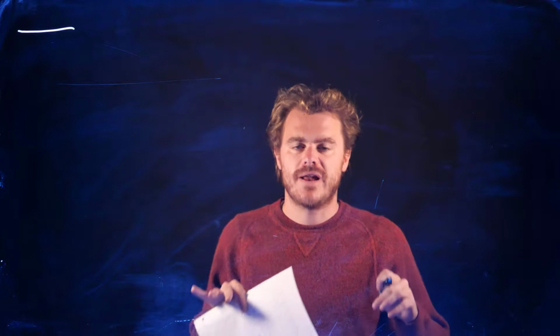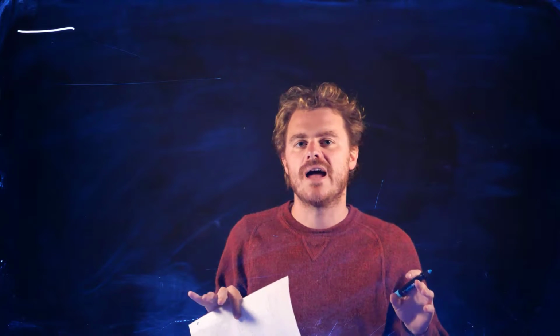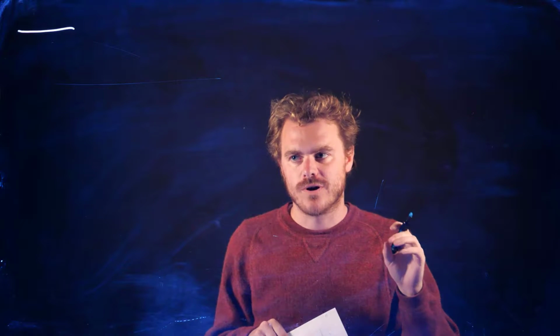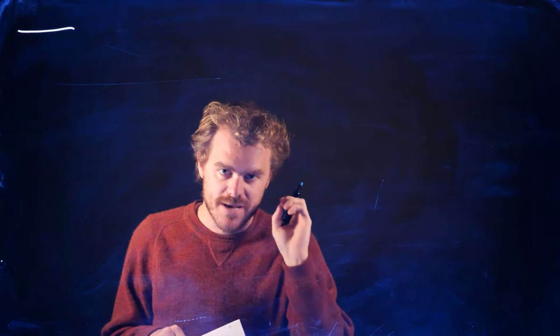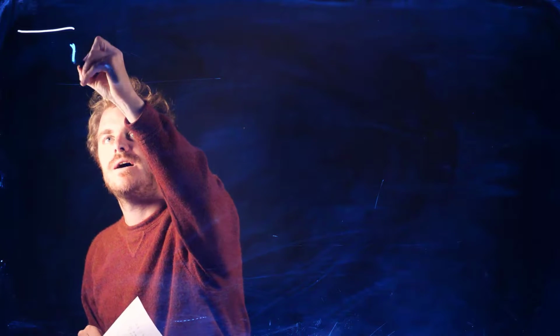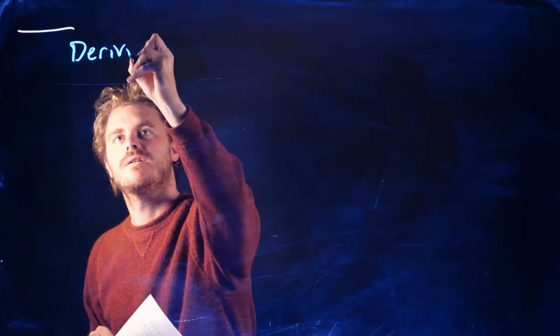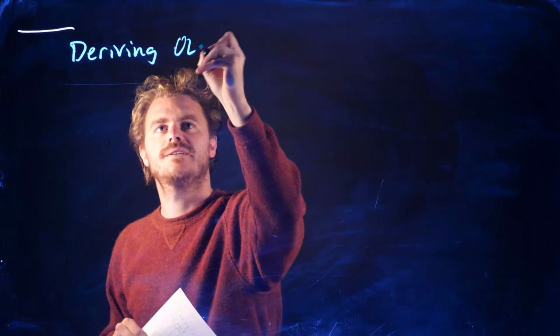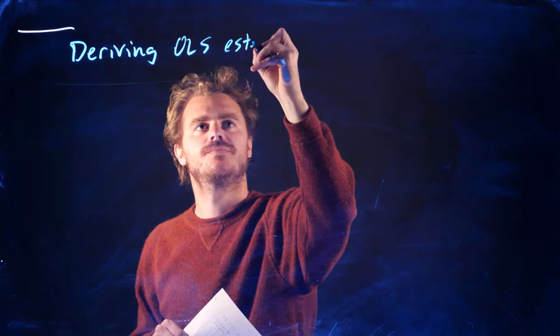So next let's talk about how we're going to derive the estimators that we're going to use for beta 0 and beta 1. So those are those beta 0 and beta 1. So let's just write it down. Deriving OLS estimators.